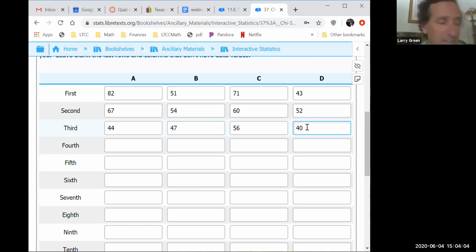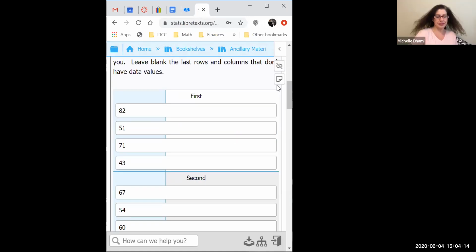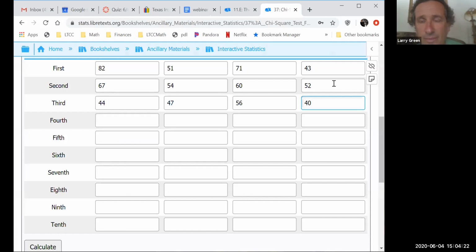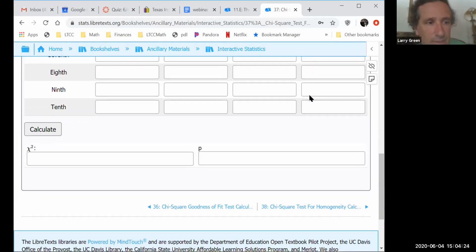Okay, so any questions on typing in the numbers? And again, this would be kind of cool. Notice that if it's a smaller screen, it's going to look like this. A bigger screen looks like this. Now I'm going to hit calculate. And what do you think?